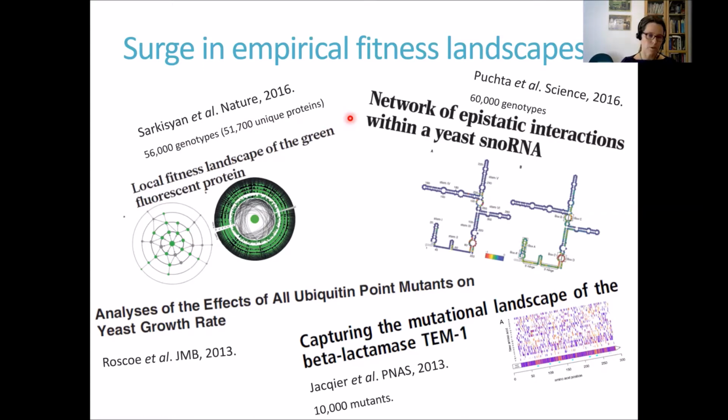Another important difference here is that the earlier measurements often took mutations that were found naturally and then measured all their combinations. So the choice of the genotypes that were measured was biased in that sense. And these more modern experiments very often use random mutagenesis, so perhaps they probe the fitness landscape in a less biased way.